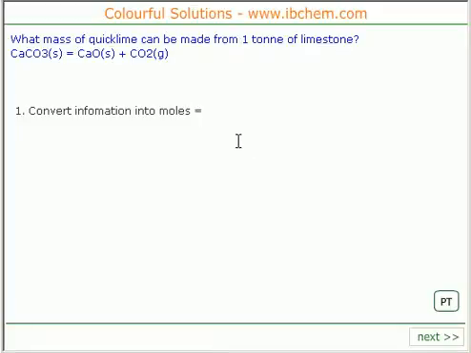So in this particular case, it's 1 ton, which is 1,000 kilograms, times 1,000 makes it into grams, 1,000,000 grams, divided by 100, which is the relative mass. And you can see that gives us 6 noughts, 2 noughts, so we end up with 10,000 moles.